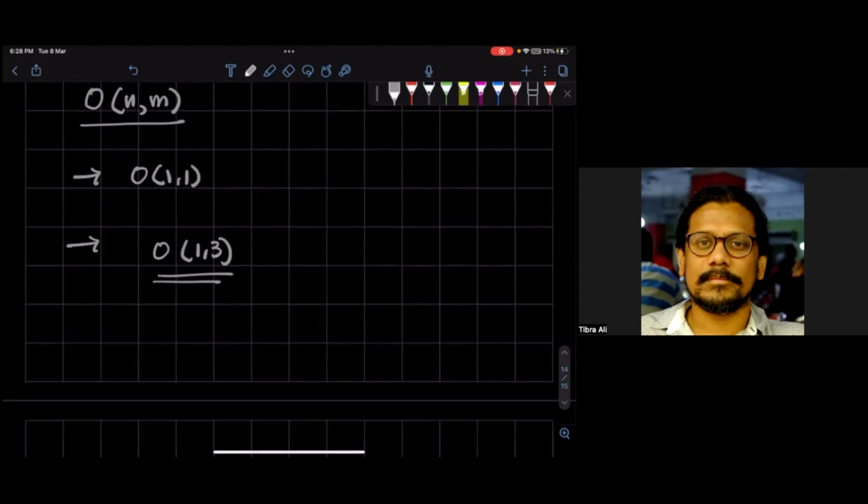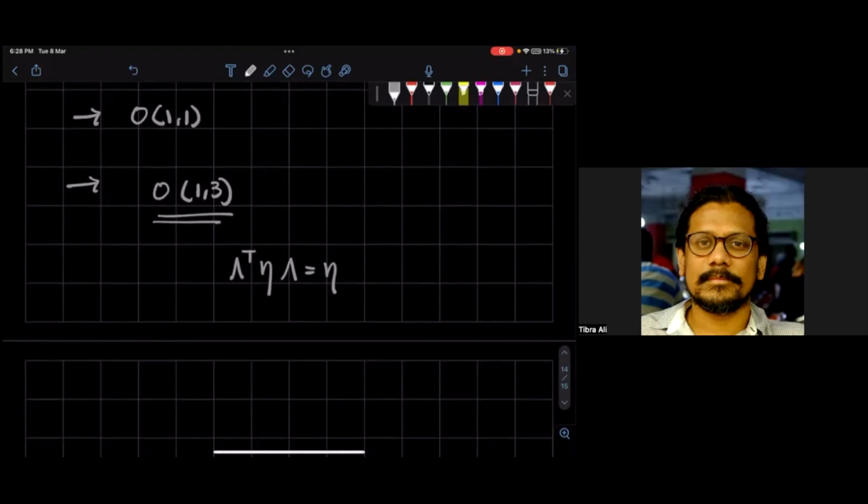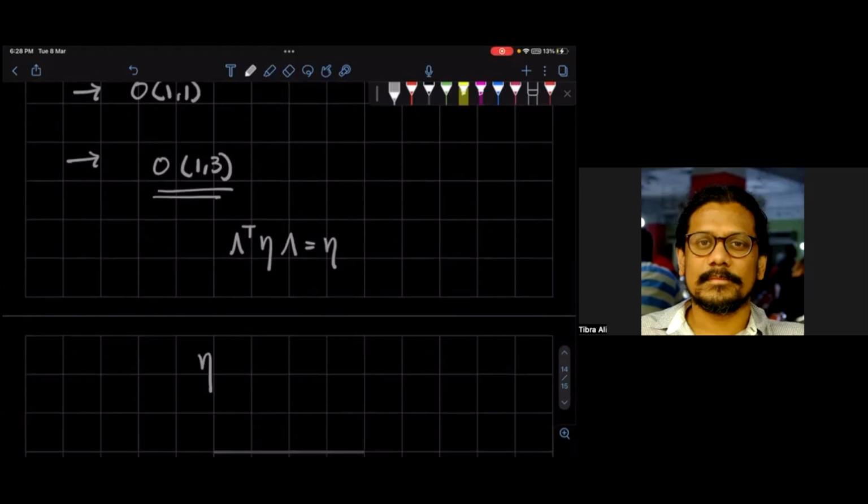It's a set of matrices. We usually use lambda for that, such that lambda transpose eta lambda is equal to eta, right? Where eta is a rank 2 tensor, which can be written as a matrix. And for the case of O(1,3), it's given by diag(-1, +1, +1, +1), right?